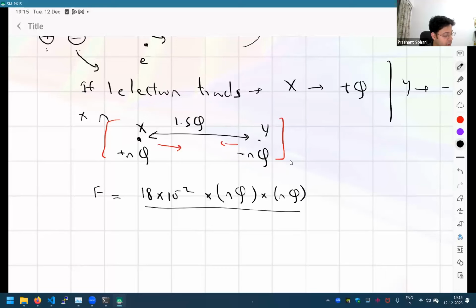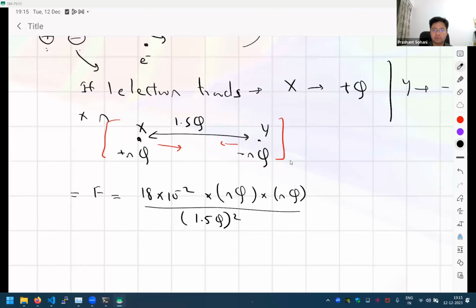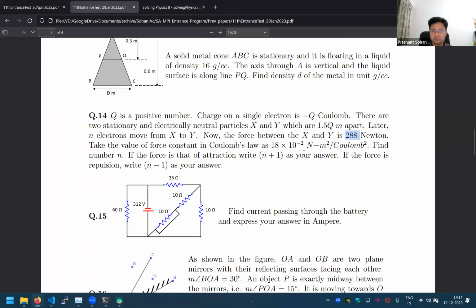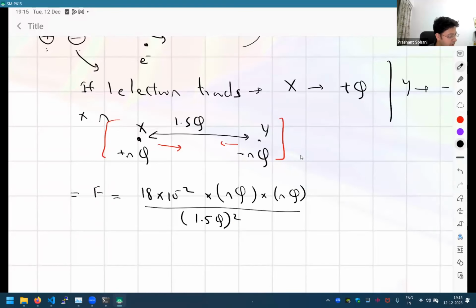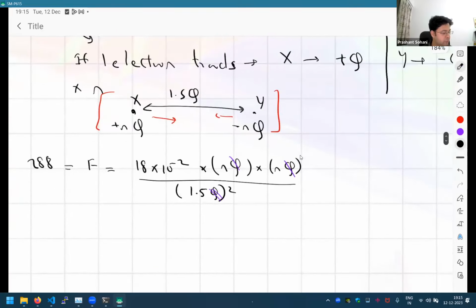So nq into nq upon the distance square. So the distance is 1.5 q, squared. And this force is given, right? How much is the force given to be? 288 Newton. So this is equal to 288. And the first thing you'll observe is that in this equation, q is going to cancel. We were not given the value of q, but we don't need it either, because the q from the numerator and the q square from the denominator are going to cancel. So now it is just simplification and we have to find the value of n. Clearly n is the only unknown in this equation and we can solve it, right?